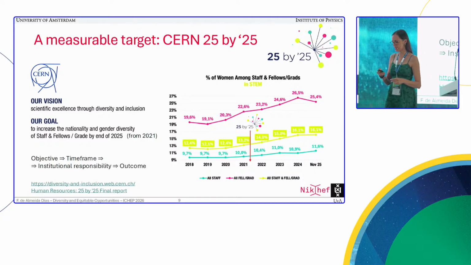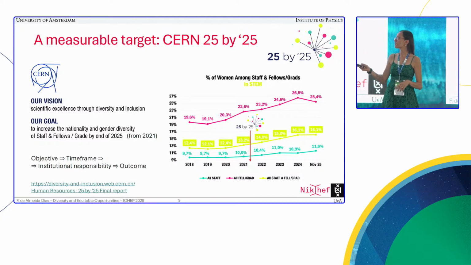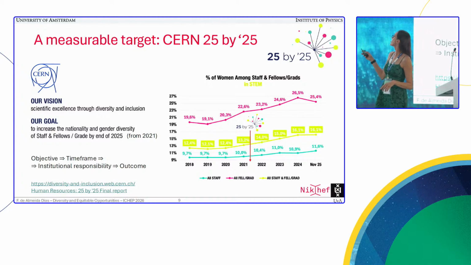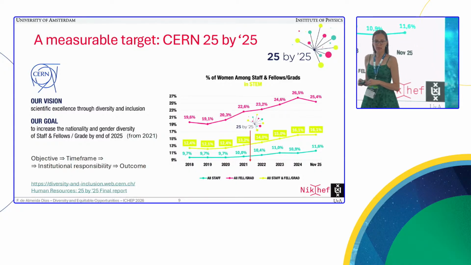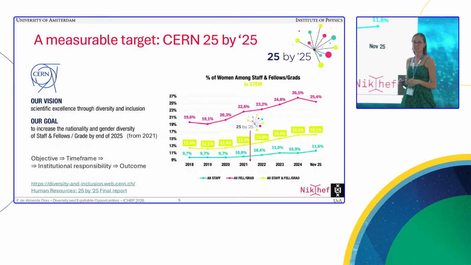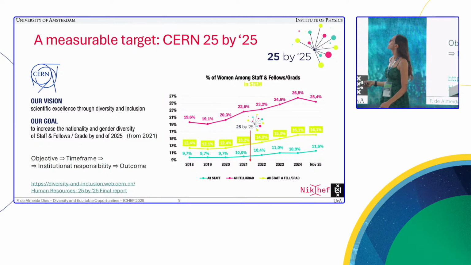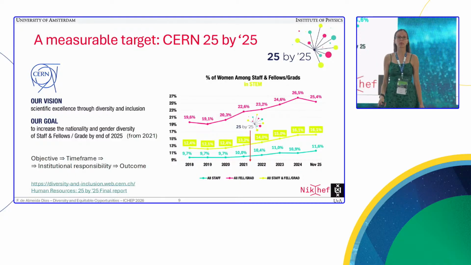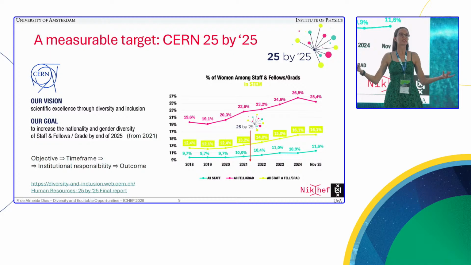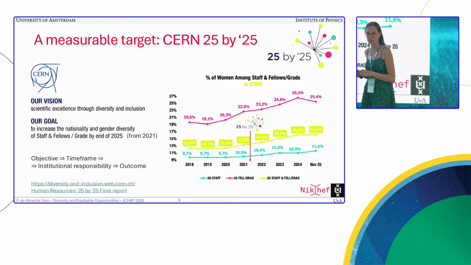So you can see here that this is from the final report of 25 by 25. If you look into this pinkish curve, this is the percentage of women between the fellows and the grads. And this is indeed now at 25%, which is very good. But you can also see, for example, that if you look at all staff, this line in here, this is about 11%, meaning that if you do the average between the staff and the fellows and the grads, we are at about 16%. Those are the percentages already of the people in STEM only. If you look also at administrative staff and things like this, then this ratio changes a bit.